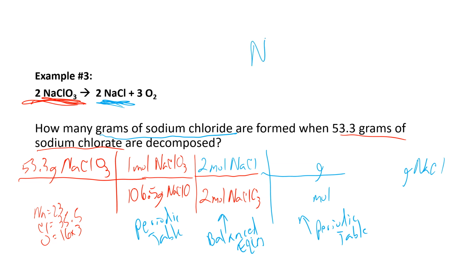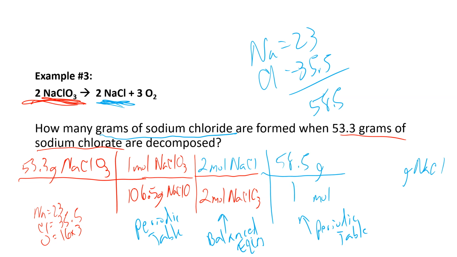So if we add up Na, which is 23, and Cl, which is 35.5, you get a grand total of 58.5 grams. So that's 58.5 grams in 1 mole. So now you multiply 53.3 times 1 times 2 times 58.5, and you divide it by 106.5 and divide it again by 2, and what you get is 29.3 grams. That's how many grams of NaCl this reaction will make. And we're actually going to do some labs this week where we start weighing stuff so you can figure this out.